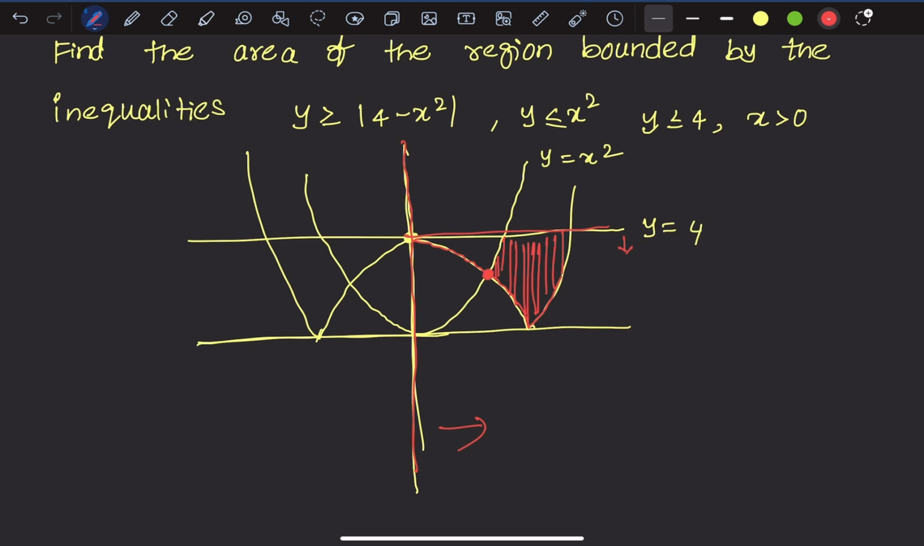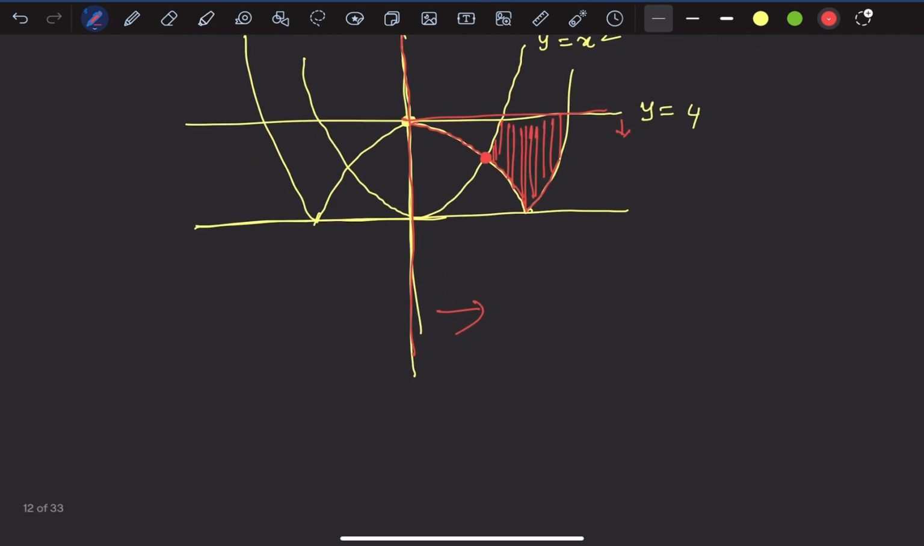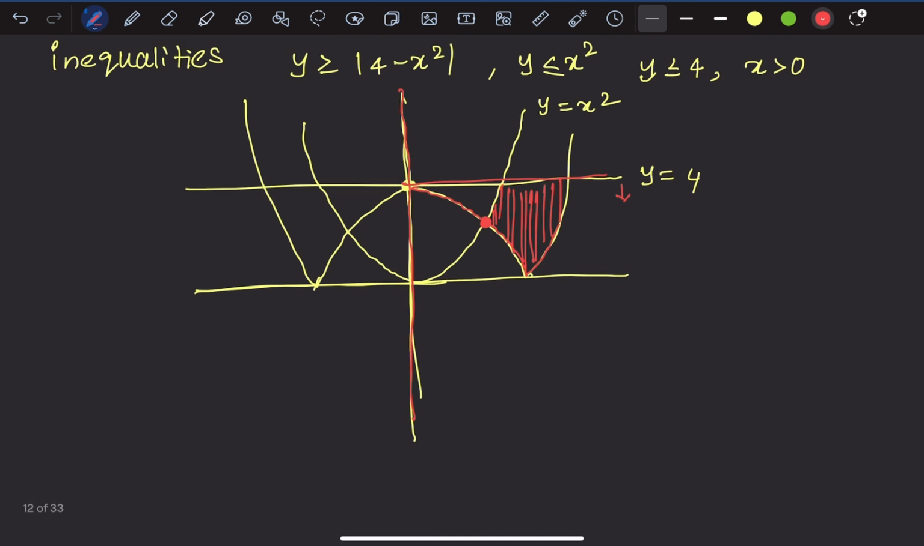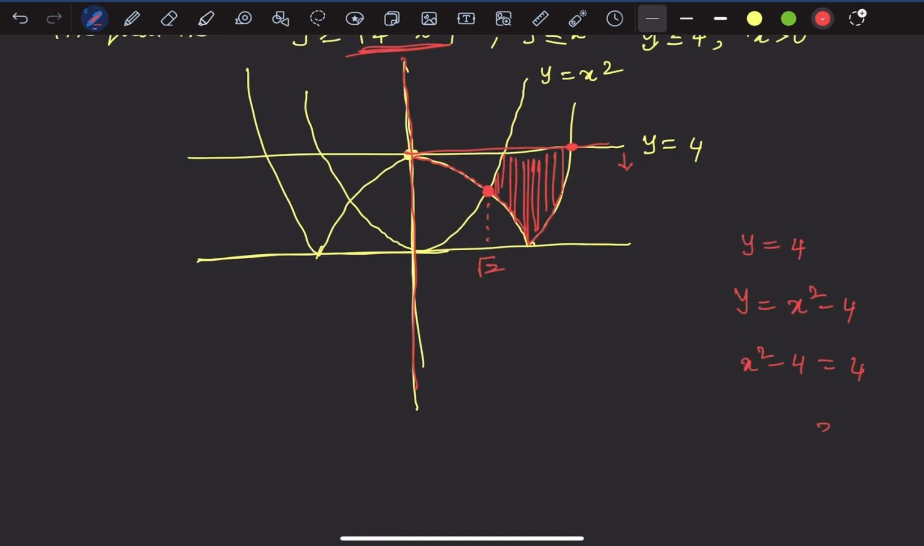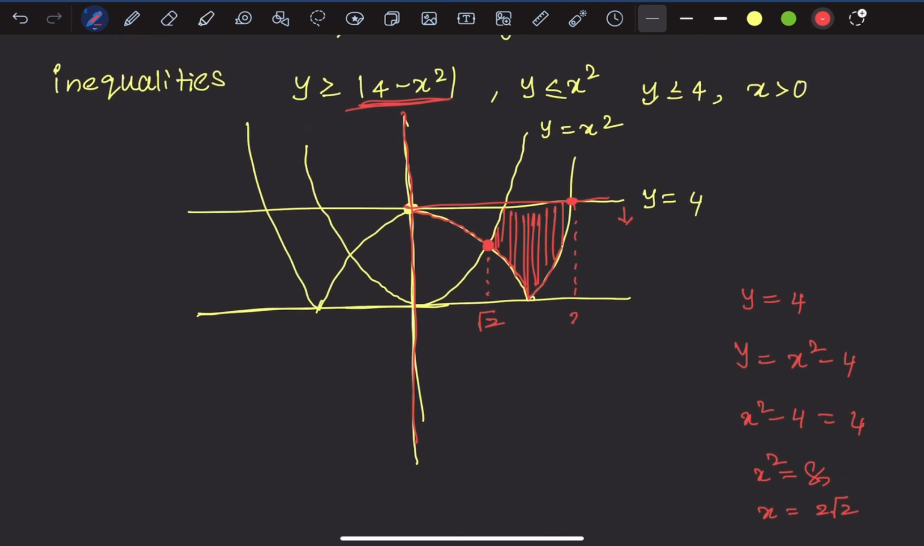Alright, so for that we have to find out this point. Alright, so let us do that. So we have y is equal to x square and we have 4 minus x square, and we have to solve them. So this will give us 2x square is equal to 4, x square is equal to 2, x is equal to root 2. So this point is root 2, and this point, so that is y is equal to 4 and y is equal to, so it's not 4 minus x square. Since we have taken the image, we have to take x square minus 4. So x square minus 4 is equal to 4, x square is equal to 8, so x is equal to 2 root 2. So this particular point is 2 root 2.